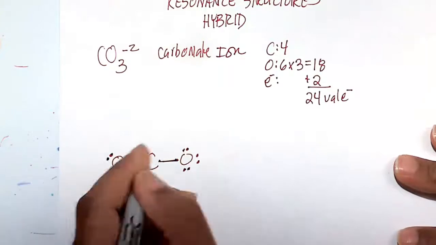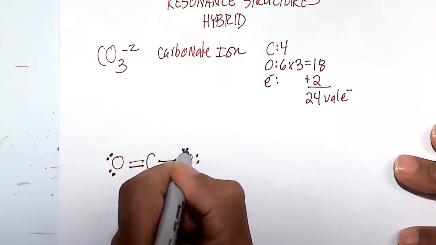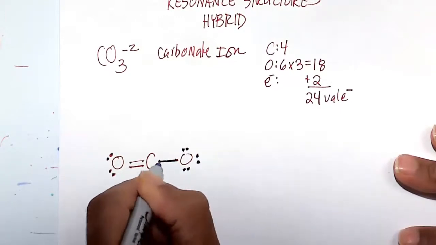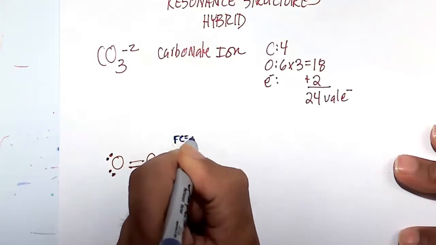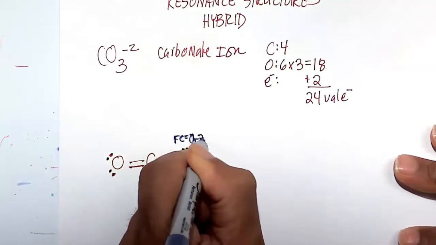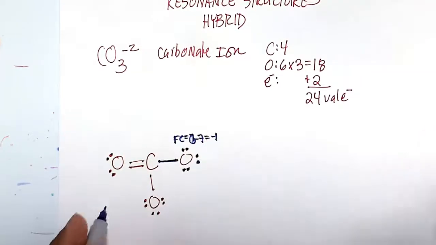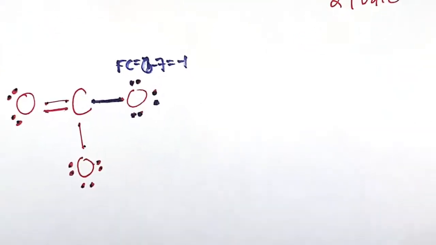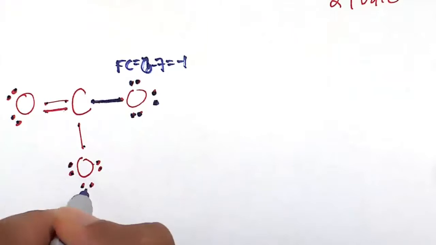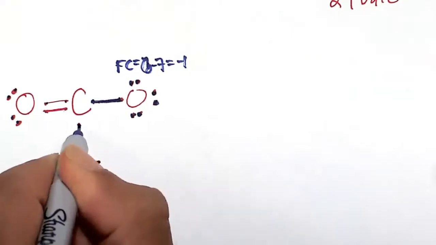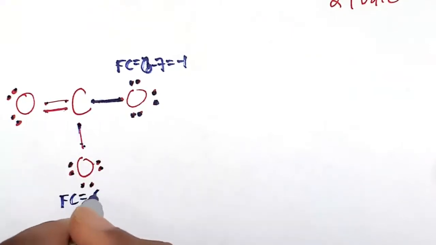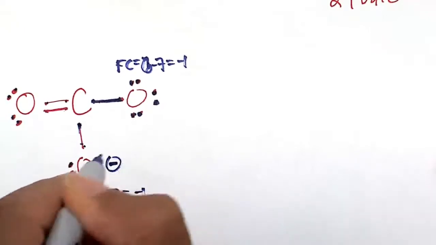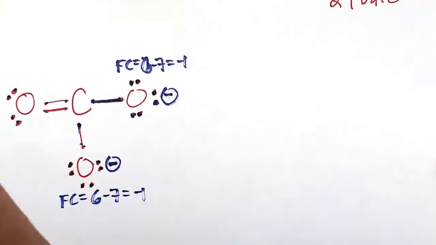-2 on the whole carbonate ion. How will we get that? Look at this oxygen here. 1, 2, 3, 4, 5, 6, 7. Oxygen is happy at 6. 6 minus 7 is -1. Same thing with this bottom oxygen. 1, 2, 3, 4, 5, 6, 7. Oxygen is happy at 6. 6 minus 7 is -1. So here we have a minus formal charge. Here we have a minus formal charge.